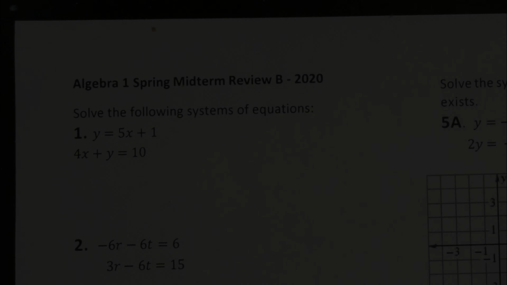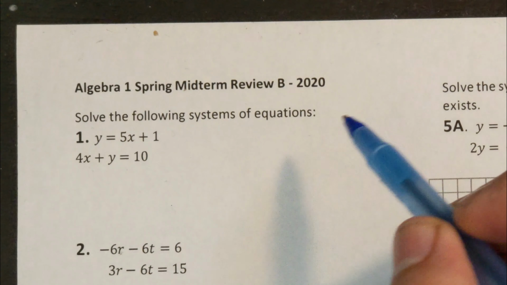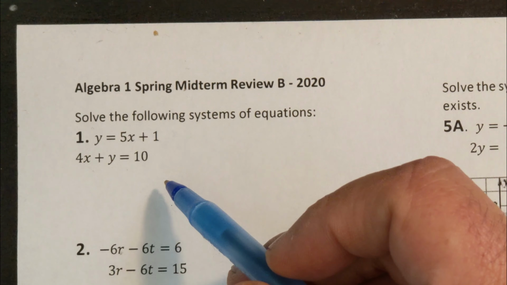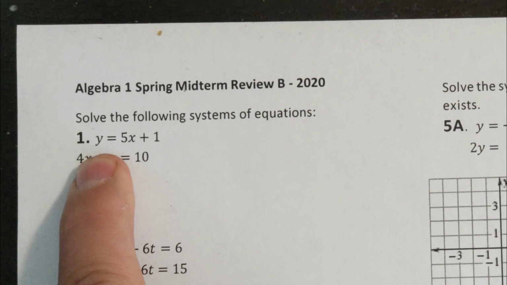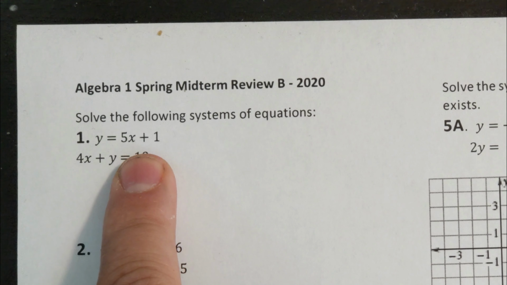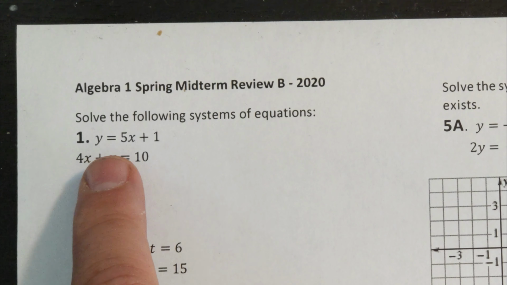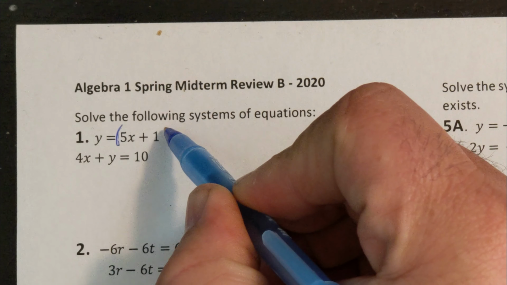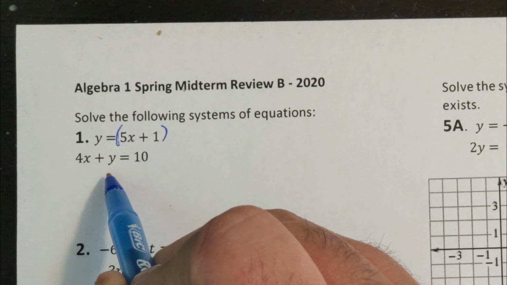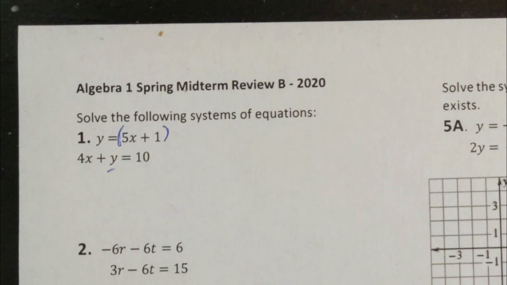Okay, starting with the first problem. Solving for a system of equations, you can use substitution or elimination. It's up to you which one you want to use. This problem already has y by itself, so I would recommend substitution. And in that case, this 5x plus 1 is going to completely replace the y on the second equation.